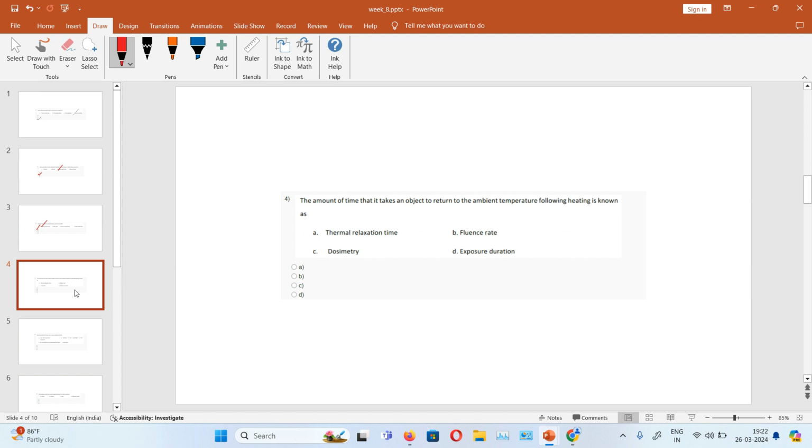If something is heated from ambient temperature, it's not an electronic excitation, you can say it's a thermal excitation. So coming back to its initial state is called thermal relaxation. And the time required for thermal relaxation is nothing but the thermal relaxation time. The answer is A.